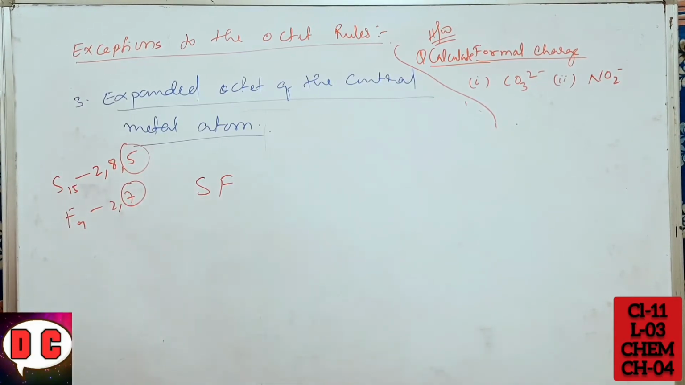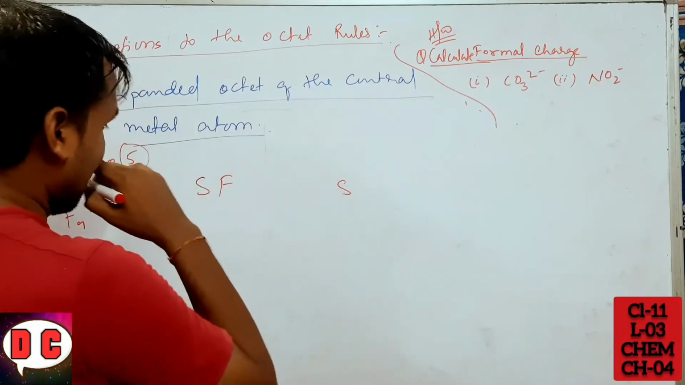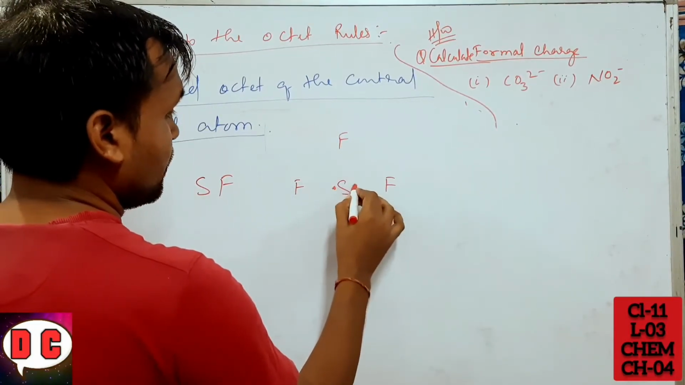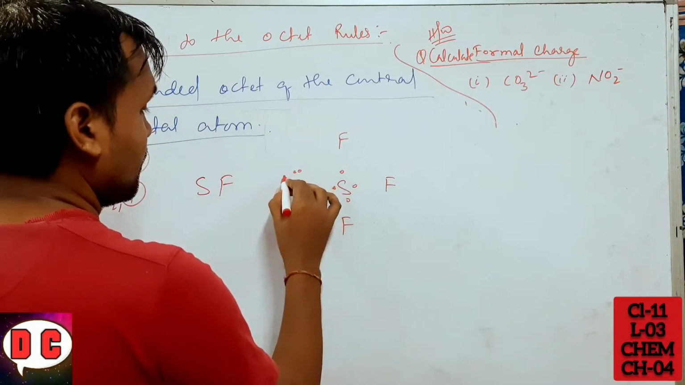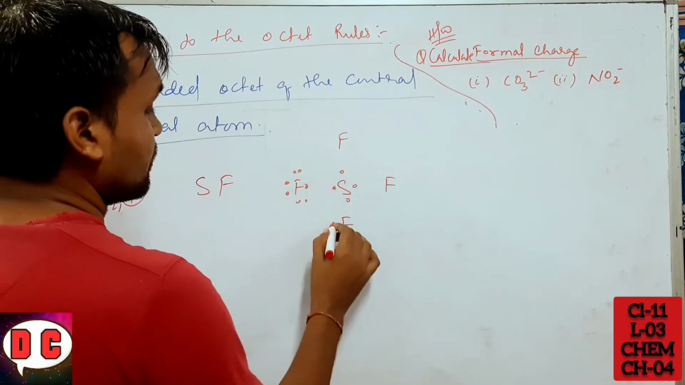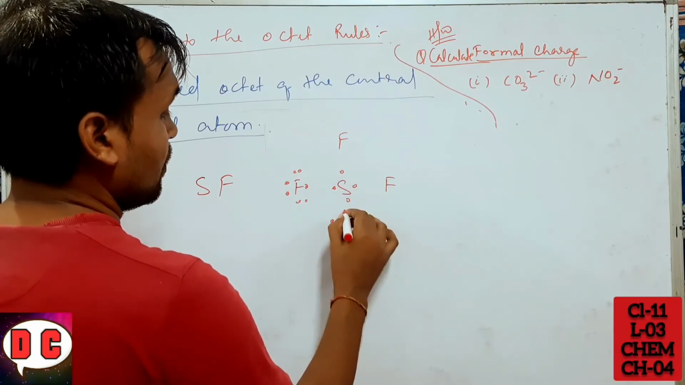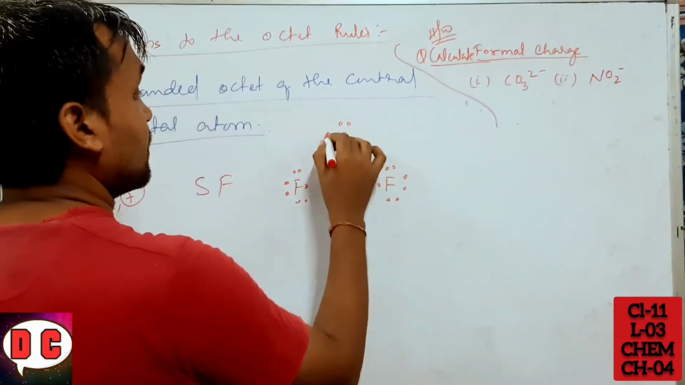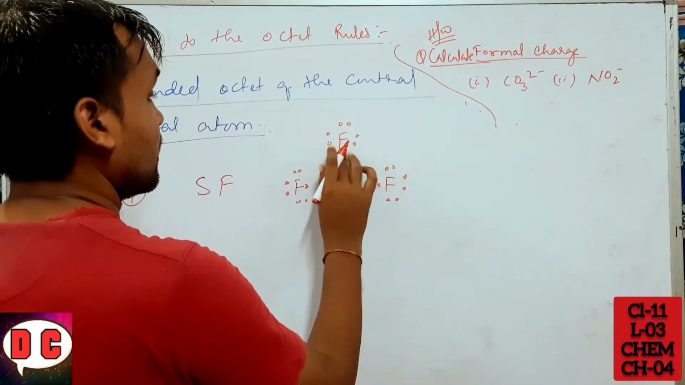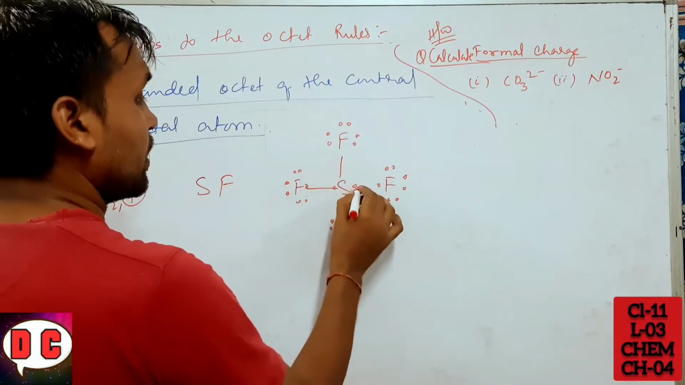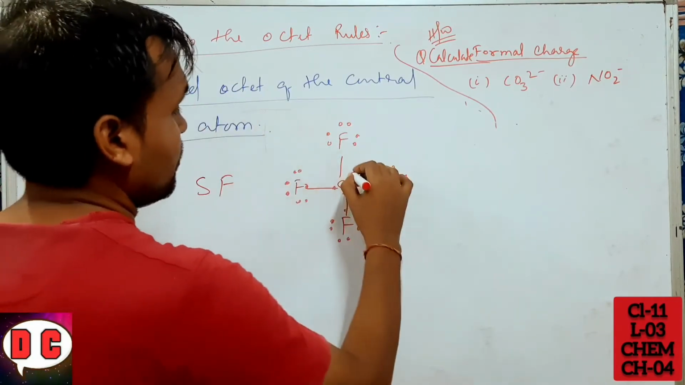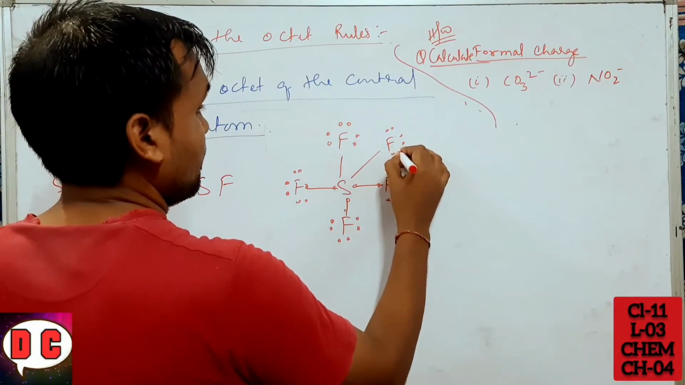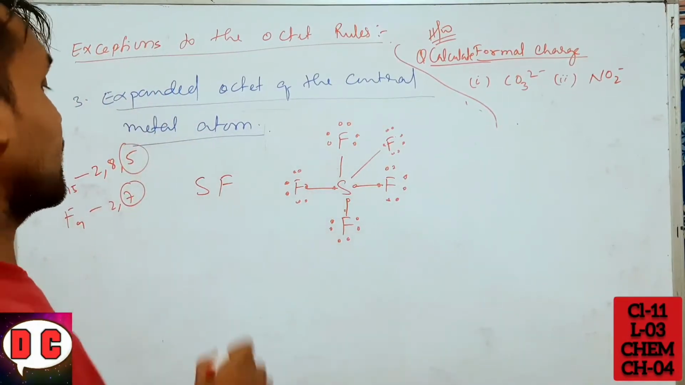So if we draw the Lewis dot structure for this, you will see that the central atom will be in the center, with five F around it, each with 7 electrons. It forms one bond with each fluorine, because fluorine's valency is 1. Got it? So this is how the SF5 structure is drawn.